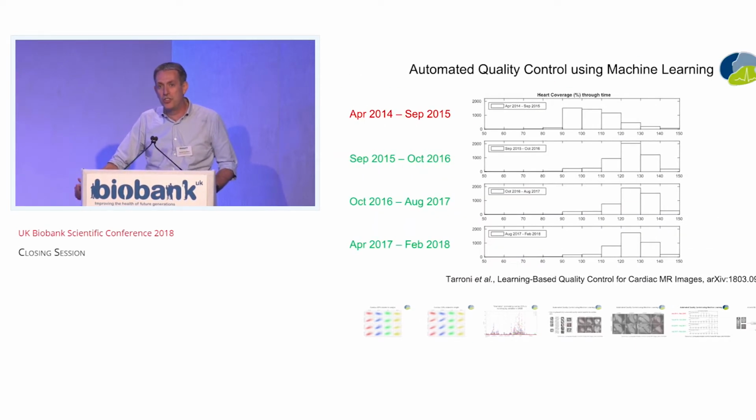And one of the results you can see here, we have, for example, applied this to 20,000 subjects again in Biobank. And you can see that, for example, in the first year of Biobank, many of the subjects which were scanned had only a coverage of around 90% to 100% of the heart. And I think this was already identified using Biobank's own quality control procedures.